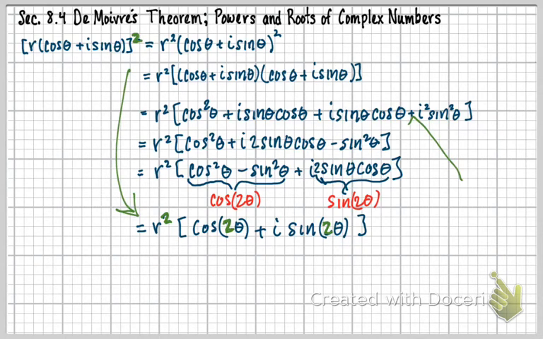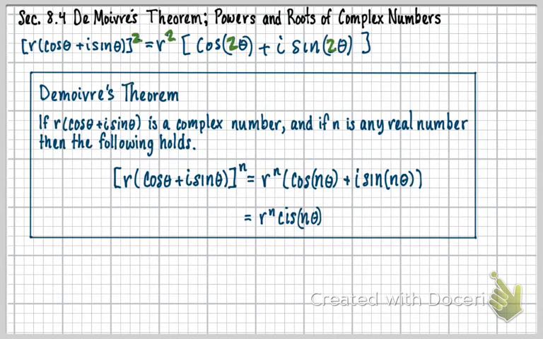Now, I wouldn't have to go through all this work all the time, but definitely I could use this theorem now. Let's take a look at the theorem. So here it is. De Moivre's theorem says if r(cos theta plus i sine theta) is a complex number, and if n is any real number, then the following holds. Notice this: what we had is this 2 here. That was this power here, and they said it's going to be r to the n (cosine n theta plus i sine n theta). And if you look at what we have up here, that's exactly what we have here when we actually worked it out. So we don't have to work this out all the time.